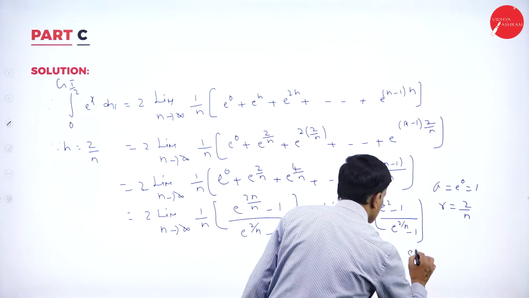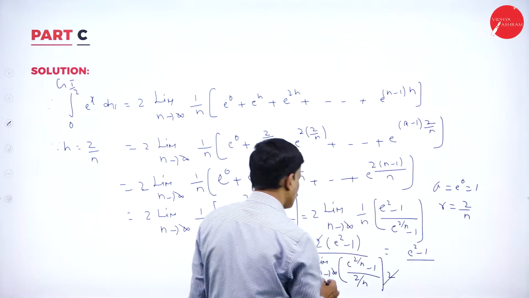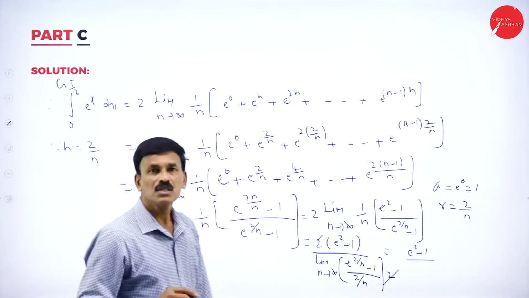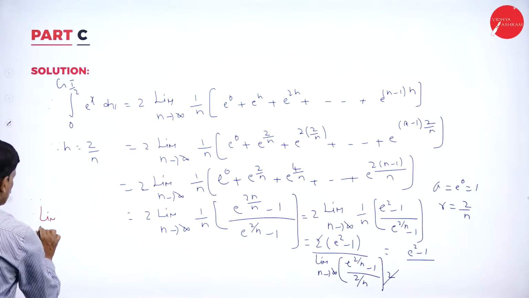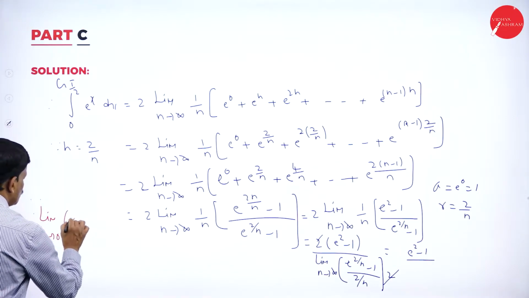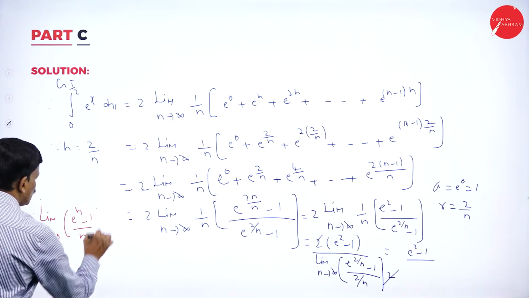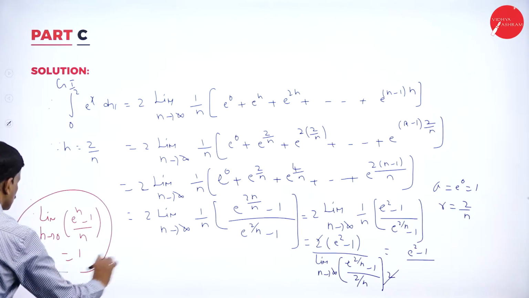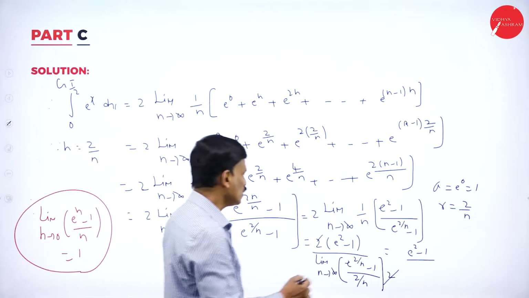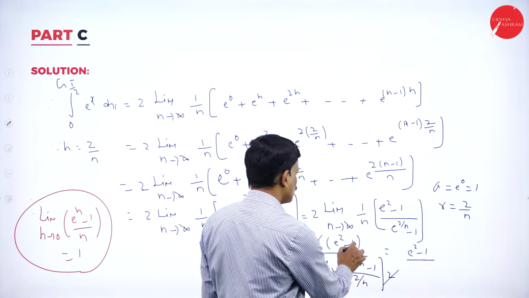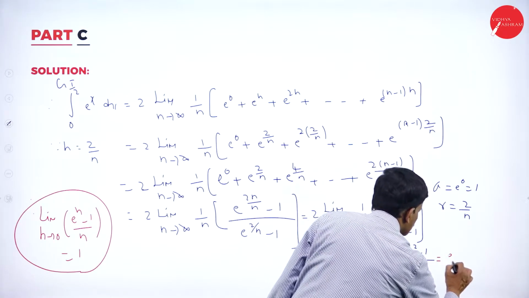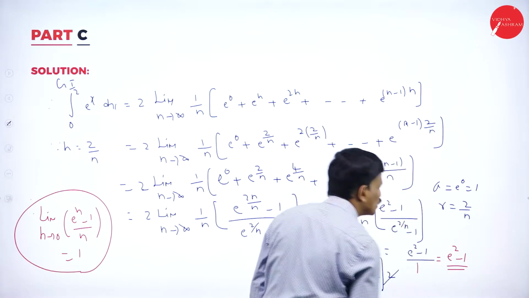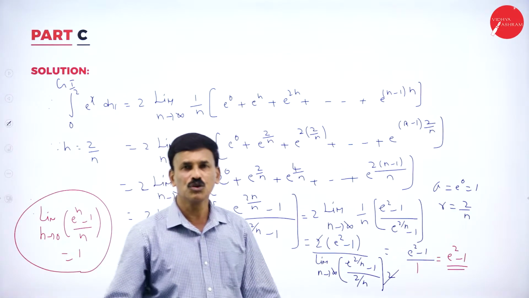If you apply the limit, this is e square minus 1 divided by, since you know the value, there is one formula in the exponential series, that is limit h tends to 0 of e to the power of h minus 1 by h is always equal to 1. Using the exponential series, we can write this as e square minus 1 divided by the entire denominator, which is equal to 1. So, this is equal to e square minus 1. This is the required answer. That's it. Hope you followed.